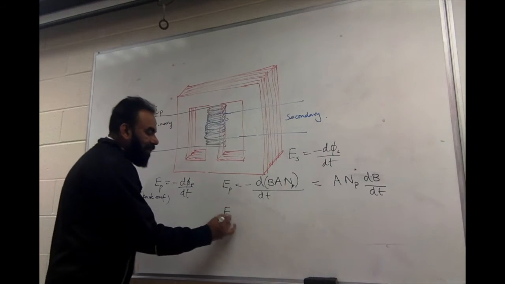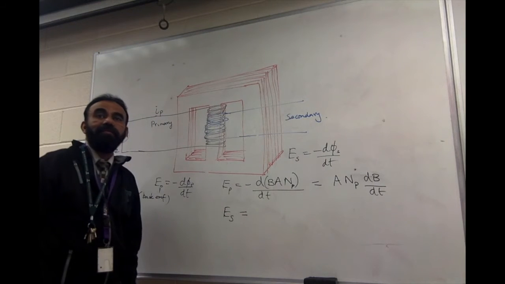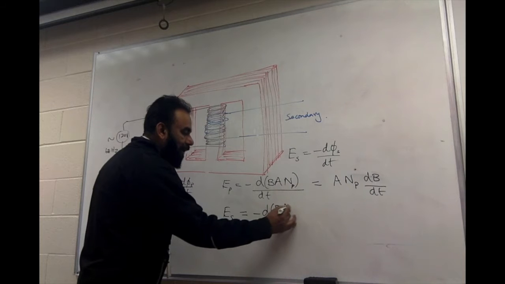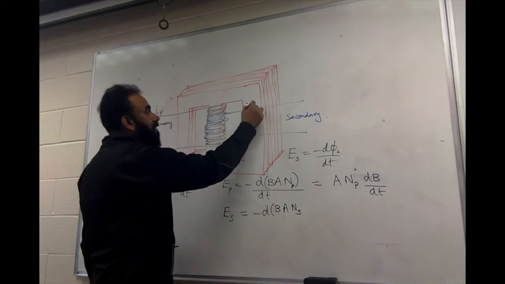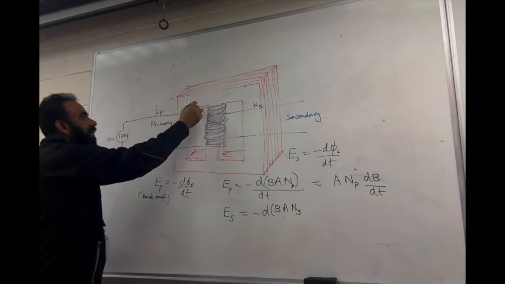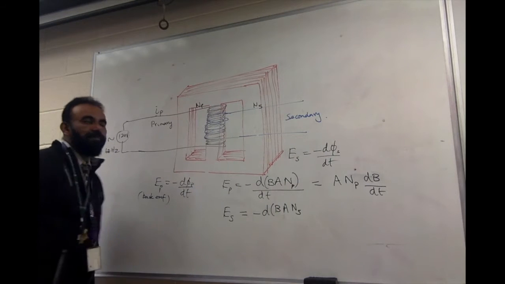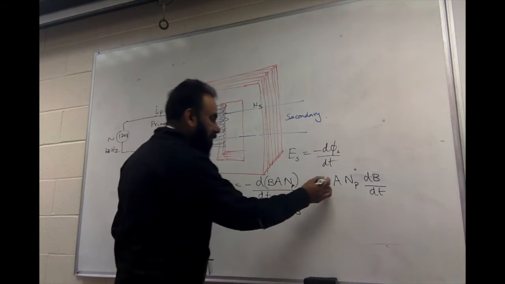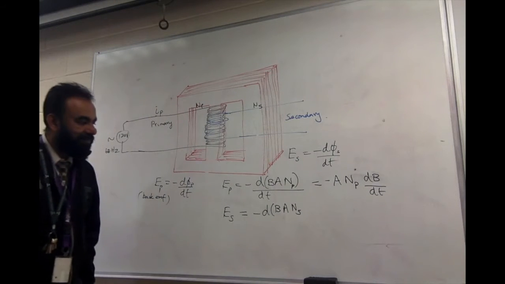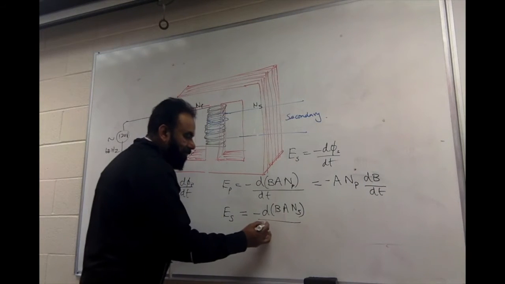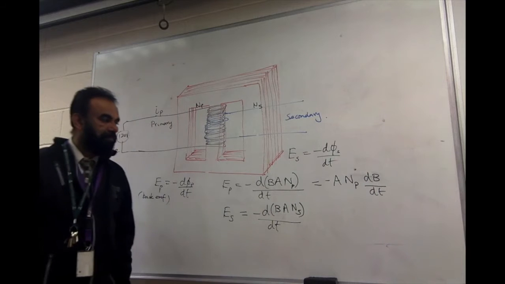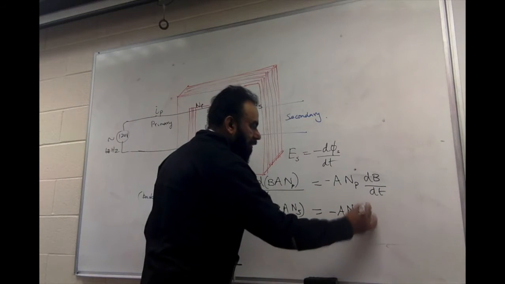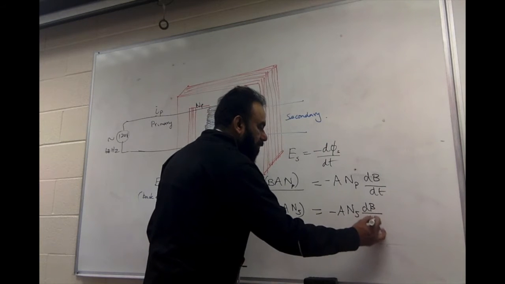The same way, EMF induced in the secondary is minus d BA NS over dt. So NS is the number of turns in the secondary, NP is the number of turns in the primary. Which again becomes minus A NS dB over dt.